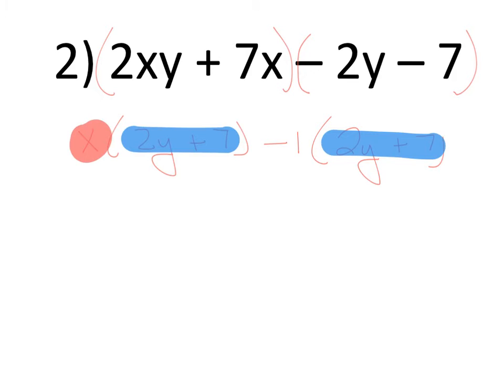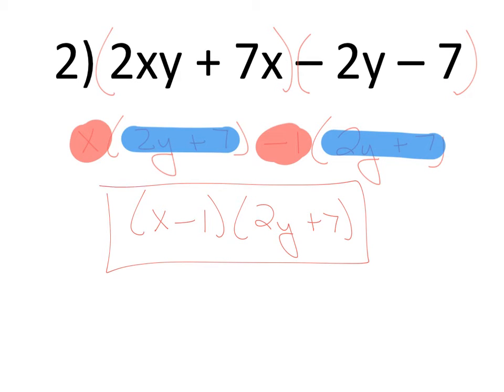And then again, we're going to rewrite the outside, putting those 2 terms together. So my answer here will be x minus 1 and then 2y plus 7. Okay? And again, if I took the time to FOIL all this out, I should get the answer right back up to here. All right, next one.